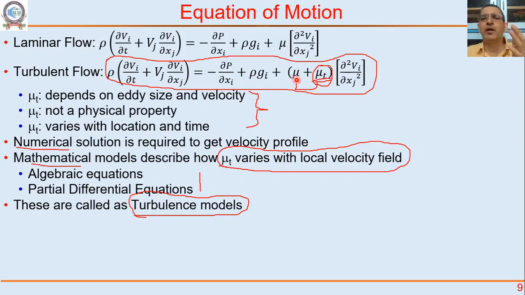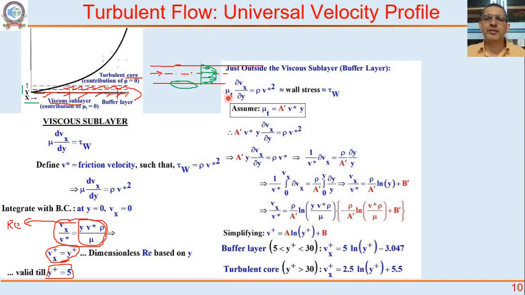Dynamic viscosity is small. We can neglect this as compared to this. So we can say the stress is because of the eddy motion. It is mu t dvx by dy equal to tau w, because we are still close to the wall. Stress is still almost equal to tau w.